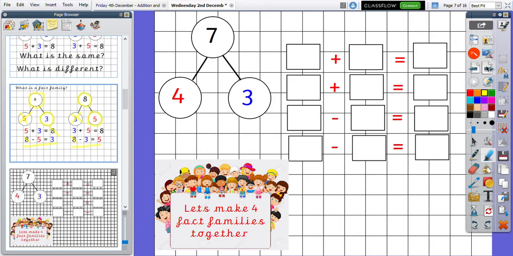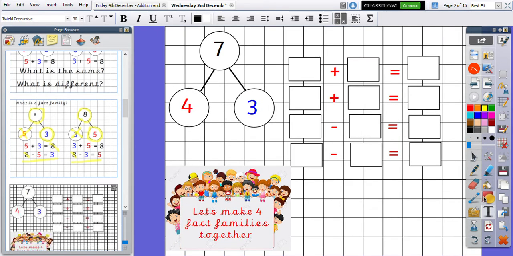Okay then. Let's have a look then if we can make some fact families, 4 fact families all together, using my 3 numbers. I have 7, 4 and 3. Okay, let's have a look then. So, I know that these 2 numbers added together makes my biggest number at the top. So that is where I'm going to start.